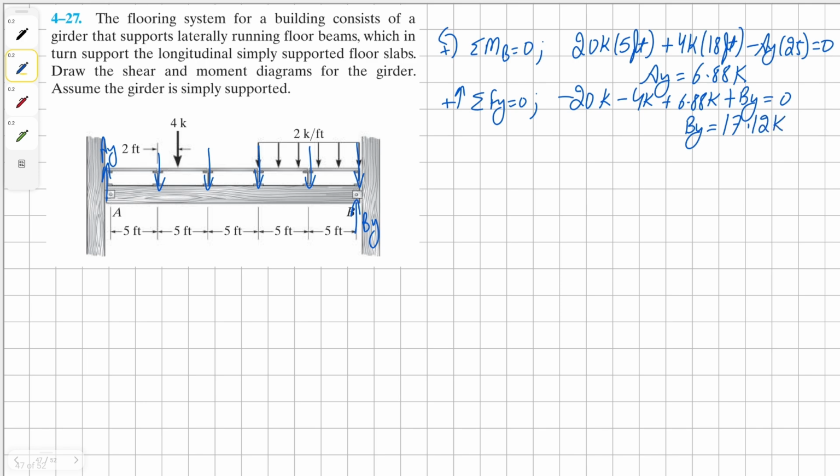Alright, now that we have that, as the question states, these beams have the load on the girder, so therefore we have to find the distributed load from the floor slab to the beam, and then from the beam to the girder.